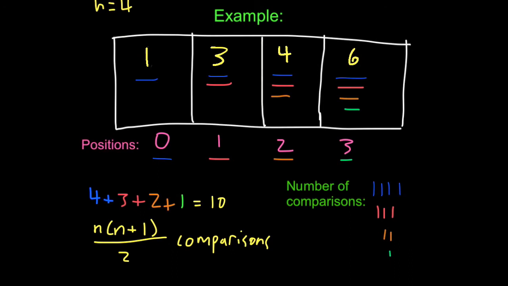So if we substitute in 4 for n, we can see that this will make 4 times 5 divided by 2 comparisons, which amounts to 10. So this is consistent with our finding previously that selection sort will make n times the quantity of n plus 1 divided by 2 comparisons.